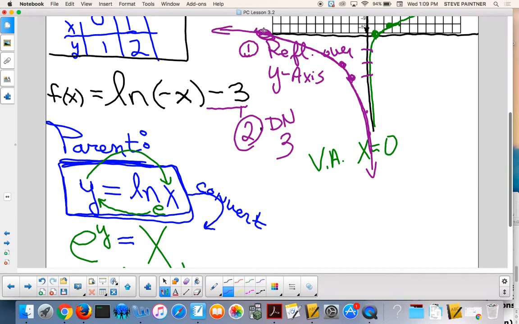P times E to the RT. If they don't use the word continuous, then you go right here. This is growth: P times (1 plus R) to the T. Once they start talking money, though, this 1 plus R gets manipulated. It's 1 plus R over what? Do you even know what N stands for? It's the number of times per year your money gets compounded.